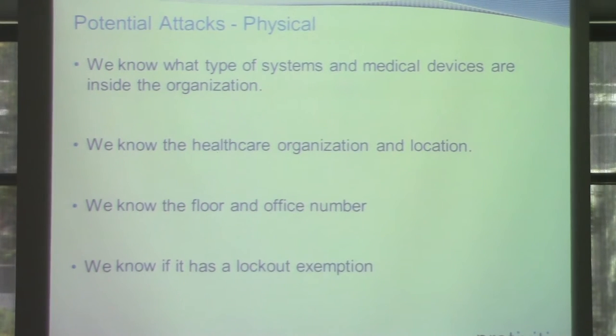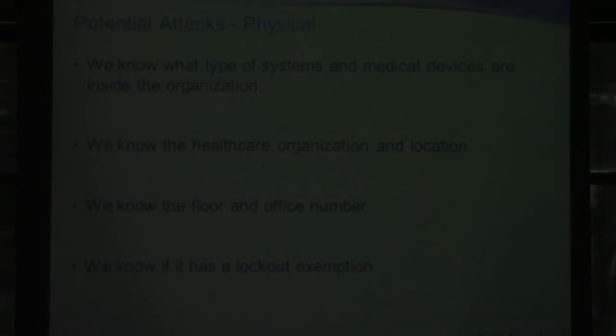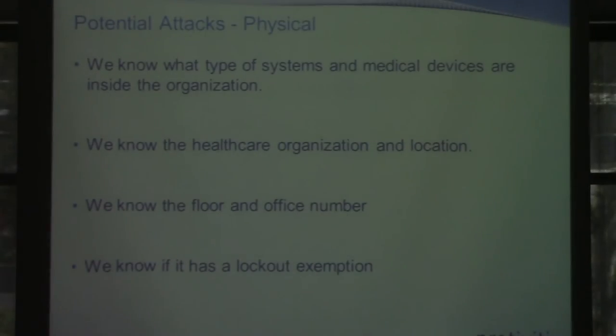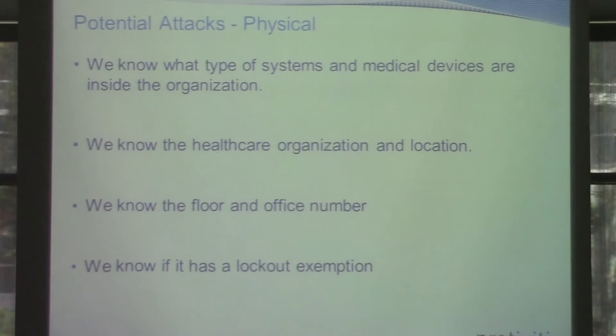So what types of attacks do we look at? Physical is probably the most risk, but in this case I think it's valid. You get a lot of information out of there: the physician name, the office location, the floor number, and whether a system has a timeout exemption. As an attacker you could say, I know I can go to this office, this floor, this doctor, this type of physician, sit down at their system, and it doesn't have a lockout. I'm probably going to be able to sit right down and get on, and I'm not going to have to log in, because the timeout isn't set.